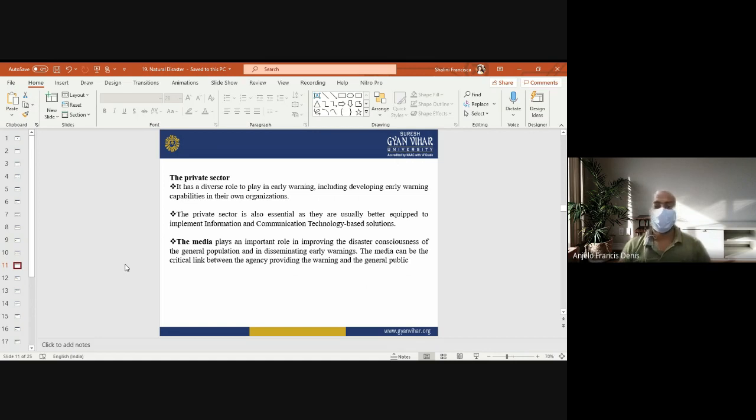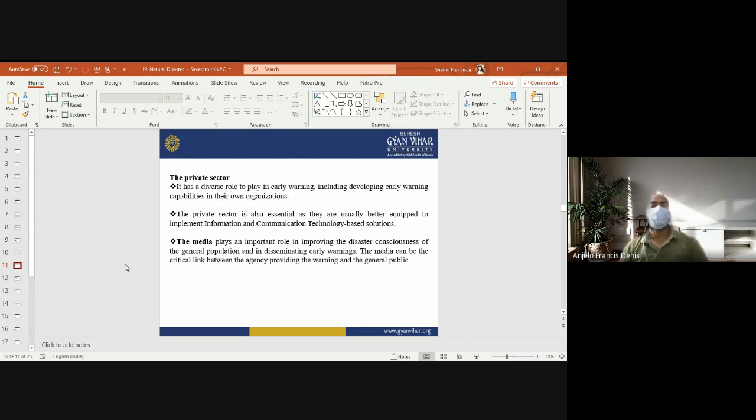So the next is the private sector. It has a diverse role to play in early warning, including developing early warning capabilities in their own organizations. The private sector is also essential, as they are usually better equipped to implement information and communication technologies.